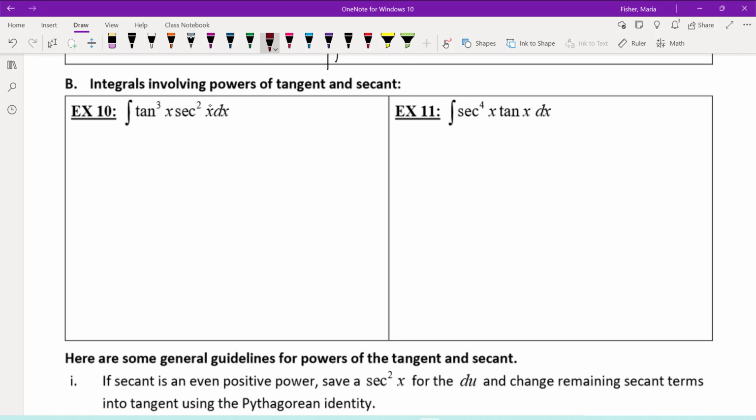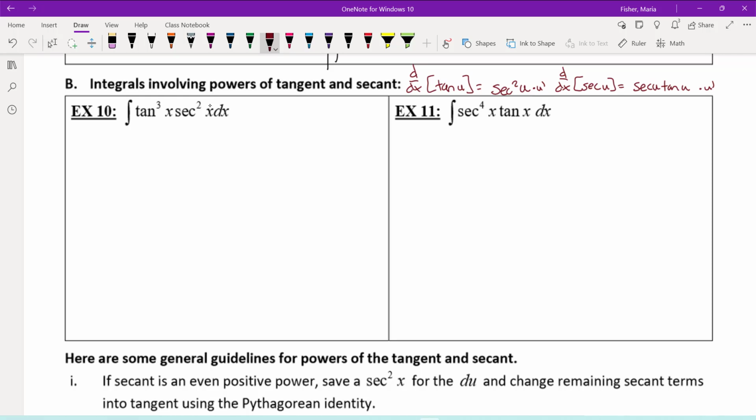Before I talk about this, I want you to recall that the derivative of the tangent is equal to the secant squared, and that the derivative of the secant is equal to the secant times the tangent. And all of these should be times a u prime, so let me just add that in.